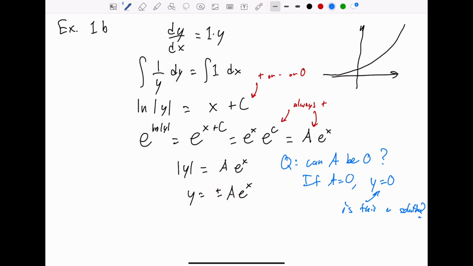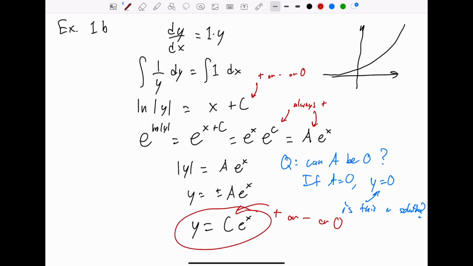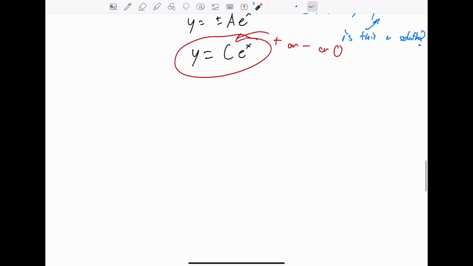So our final answer here, we can write y equals any arbitrary constant times e to the x, and in this context, this arbitrary constant c can be positive or negative or 0. So this is the normal way that we think of the arbitrary constant c. It's positive or negative or 0. So here is our final answer. The solution for this differential equation is y equals a multiple of e to the x. Let's solve example 1c.